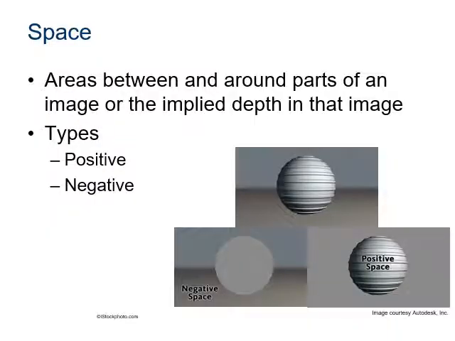Space can be the area between and around parts of an image or the depth in that image. And it can be described as either positive space or negative space. At the bottom right, you can see the center, that sphere is there, so it's being used. So that's what we call positive space. At the bottom left, in the center of the image, there's nothing there. It's an absence of anything, that gray spot. It looks like something's missing. That's what we would call negative space.